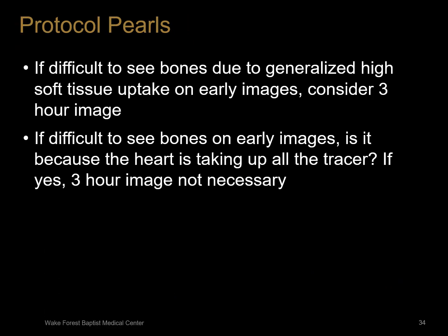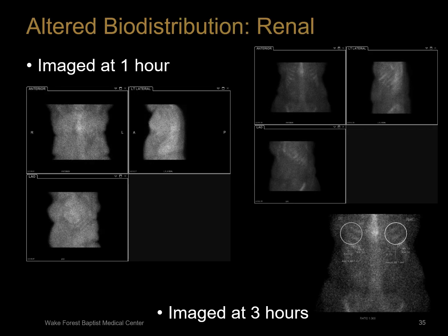So remember your protocol pearls. If it's difficult to see bones due to generalized high soft tissue uptake on early images, consider 3-hour images, especially in renal patients. And then if it's difficult to see the bones on early images, ask yourself, is it because the heart is taking up all the tracer? If the heart is taking up most of the tracer, you just may have a grade 3 uptake, and a 3-hour image isn't actually necessary. And remember our example of the renal patient where 1-hour imaging had a lot of soft tissue uptake, but 3-hour imaging was more diagnostic, showing ribs and no cardiac uptake.